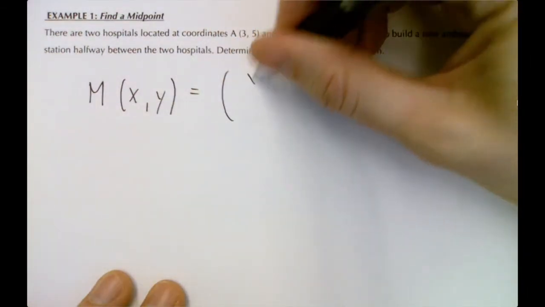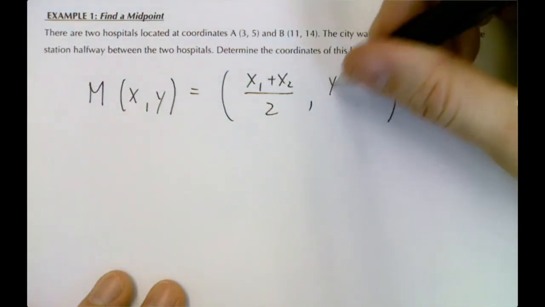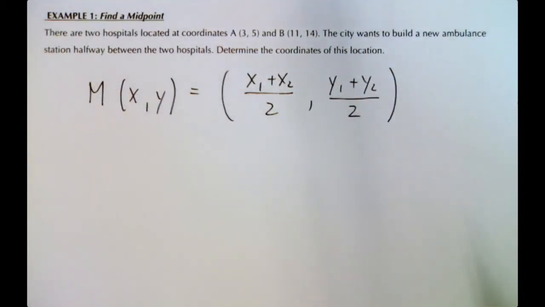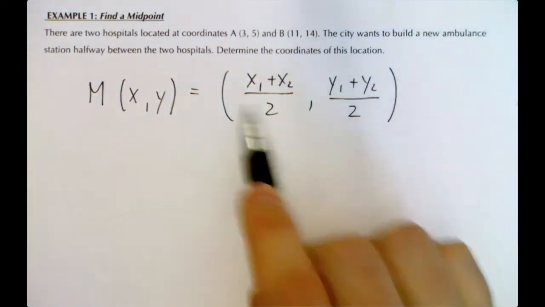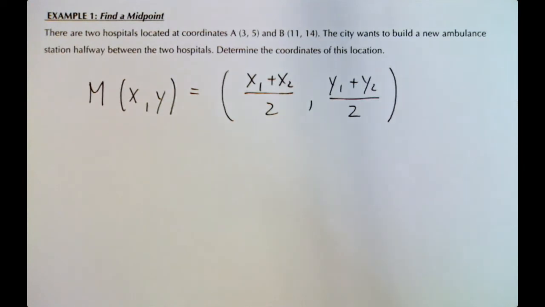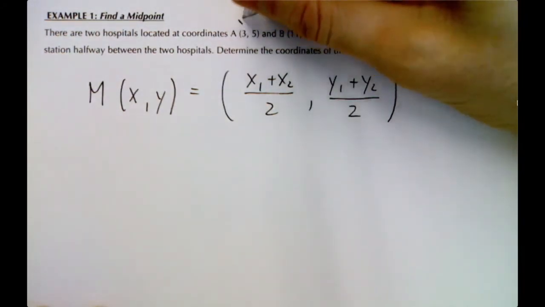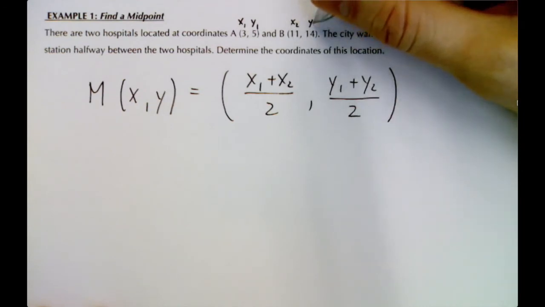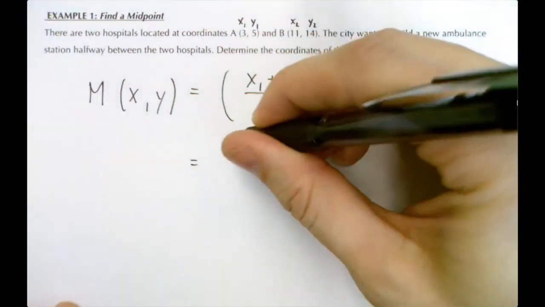We're going to take x1, add x2, divide by 2, and we're going to take y1, add y2, and divide by 2. The reason I've written it like this is because this is basically just a big coordinate. This is going to be our x, this is going to be our y, we're going to do two parts at once. Where do our x1, x2, y1, y2 come from? Well, they come from our points, just like for slope. Here's our x1, here's our y1. Here's our x2, here's our y2. So let's plug them in and see where we're at.